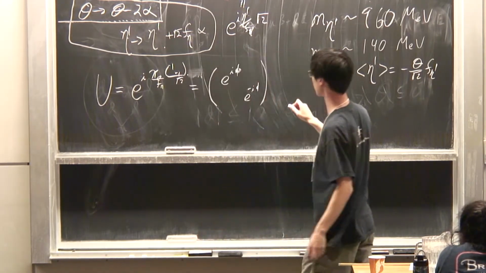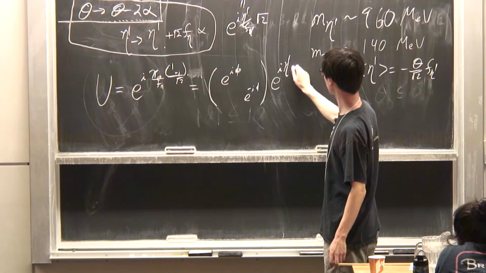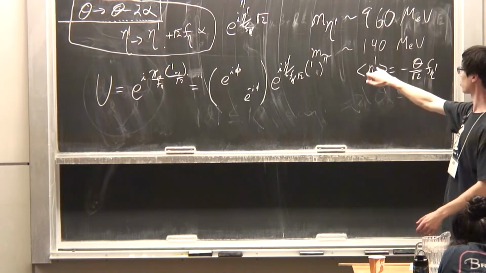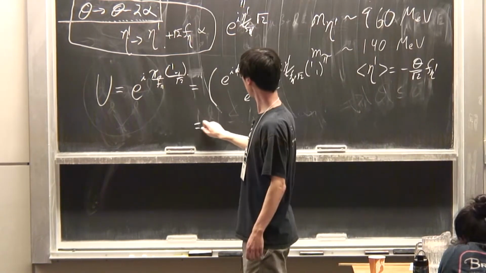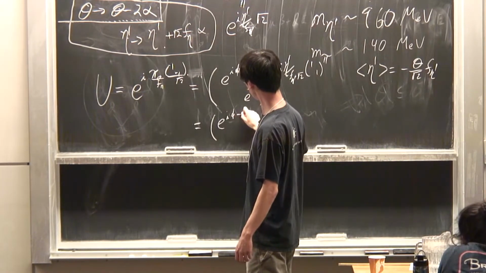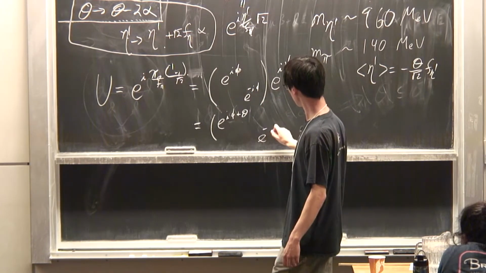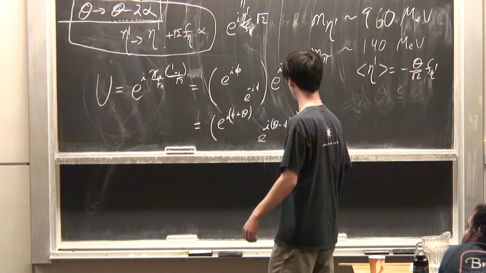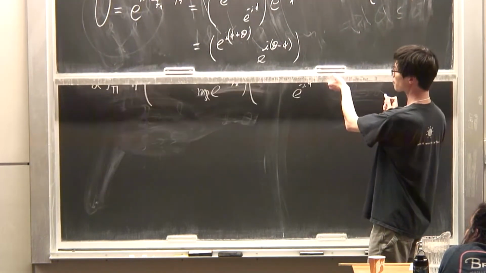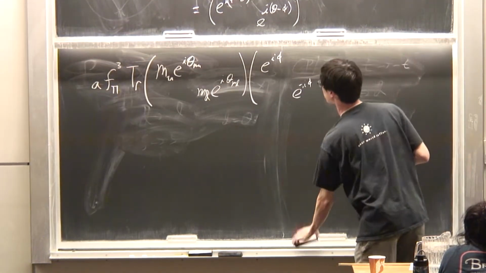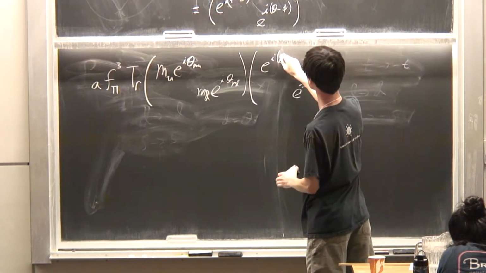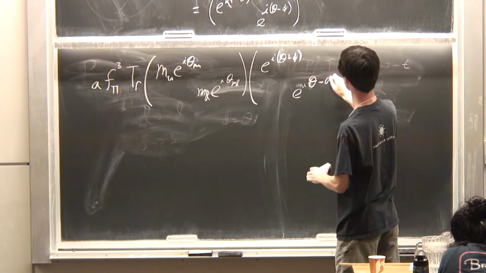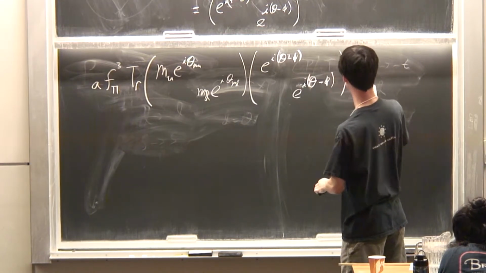It also has a term, let's just write it here, that's e to the i eta prime over f eta prime, square root of 2, 1, 1. So you can just take this thing, plug it in here, and it's e to the i (phi plus theta), e to the i (theta minus phi). Let's modify this then. This is theta minus phi. This is plus phi, theta minus phi here. And then plus its Hermitian conjugate.